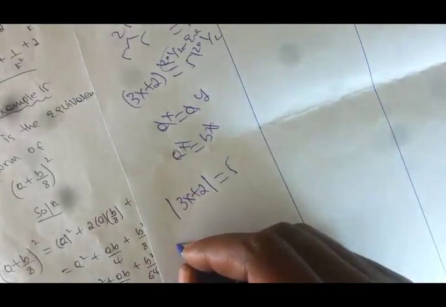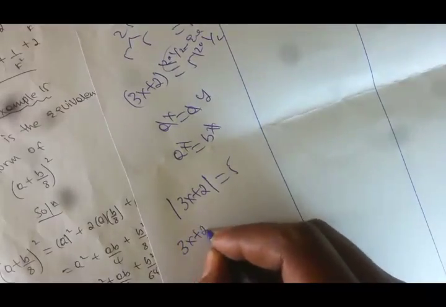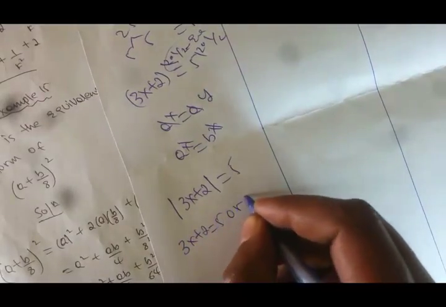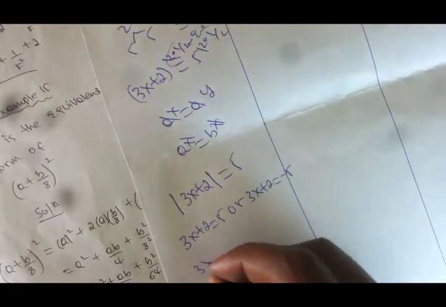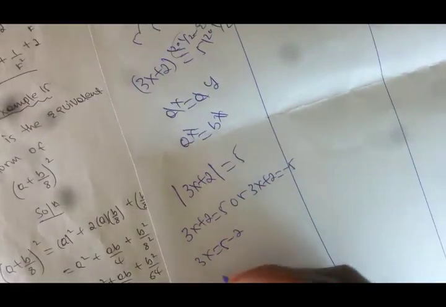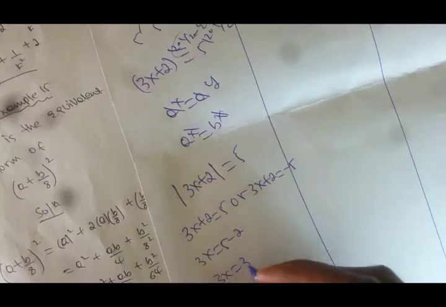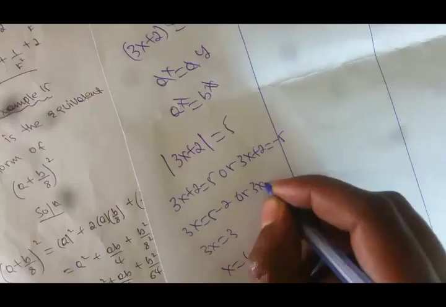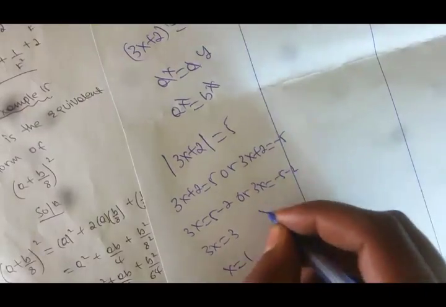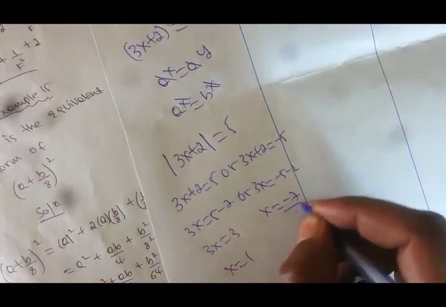Therefore, the absolute value means 3x plus 2 is equal to 5, or 3x plus 2 can be equal to minus 5. Therefore, 3x is equal to 5 minus 2, so 3x is equal to 3. x is 1. Or 3x is equal to minus 5 minus 2. x will be minus 7 over 3.